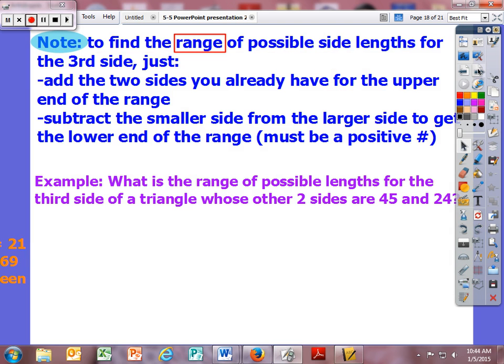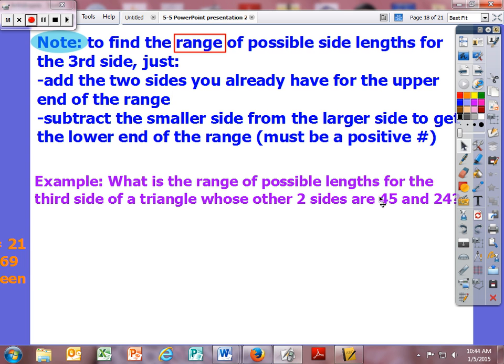Alright, now let's talk about range for a minute. This is kind of what we were doing in the last few slides. But if I ask you to find the range of possibilities for that third side, all you're going to do is two things. You're going to take the two sides that I give you and add them together to get the upper range. Okay? And then you're going to subtract them. Make sure you take the smaller one away from the larger one to get the lower end of the range.